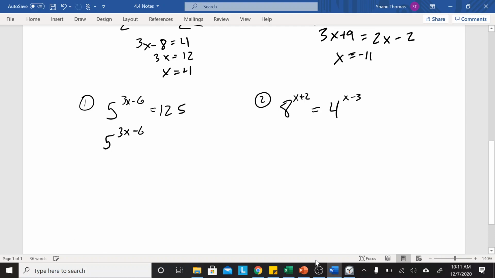Wait, 5 to the 3x minus 6 equals what? 5 to the third. Okay, now what? Okay, good. We applied the rule of the m and n powers thing. Plus 6, you get 9. And then do what? Divide by 3, so x is going to be 3.